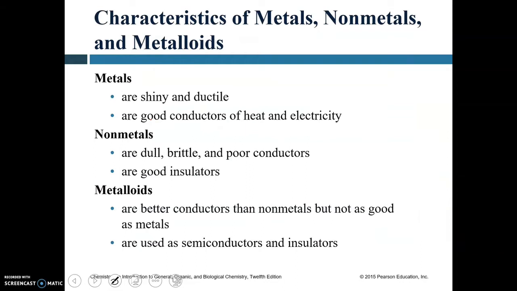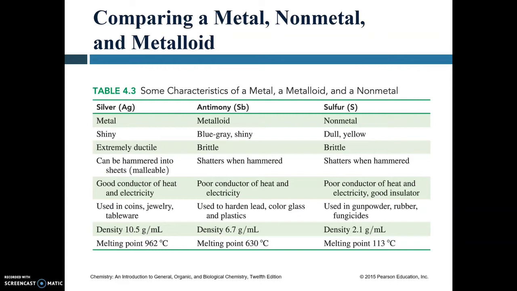Metals are usually shiny and ductile and very good conductors for electricity and heat. Nonmetals are dull and brittle. Usually they do not conduct electricity or heat well, and they actually work as good insulators. Metalloids usually conduct electricity and heat better than nonmetals, but not as good as metals, so they're kind of in the middle. And they often are used as semiconductors or even insulators.